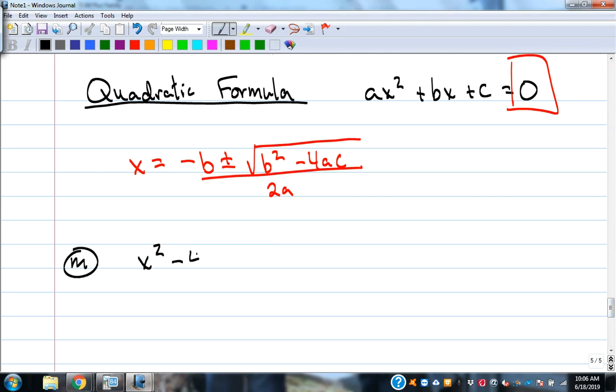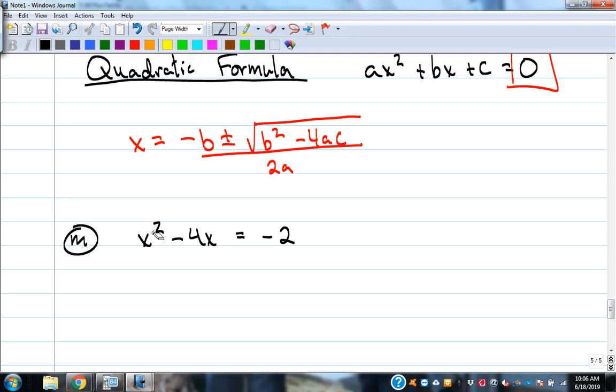x squared minus 4x is equal to negative 2. All right. So this problem, we know it's quadratic because it's got x squared in it, but it's not equal to 0, so I need to go ahead and get it equal to 0. I know I can't do it by square roots because it's got a plain x in it. So I've got to get it equal to 0 so that I can do either factoring or the quadratic formula. We're going to do the quadratic formula here. So my first step is to add 2. x squared minus 4x plus 2 equals 0.